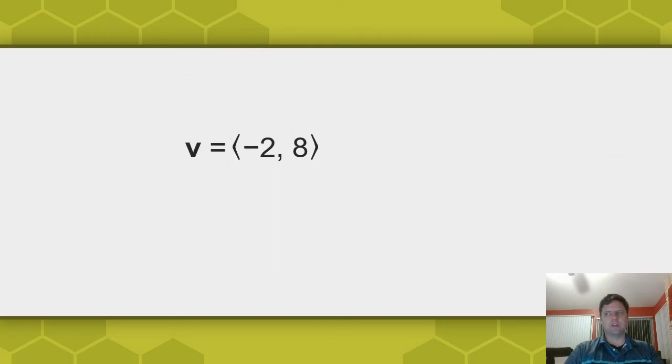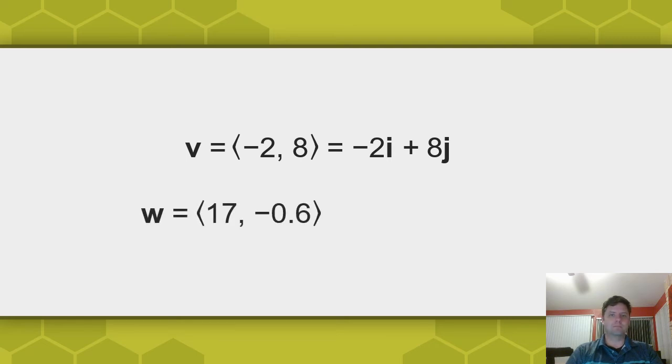So again, negative 2 comma 8 could be rewritten as negative 2i plus 8j. 17 comma negative 0.6 could be rewritten as 17i minus 0.6j. Pretty easy.